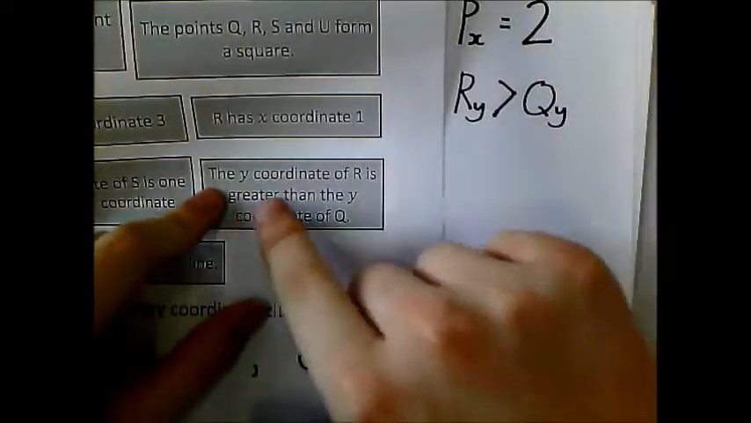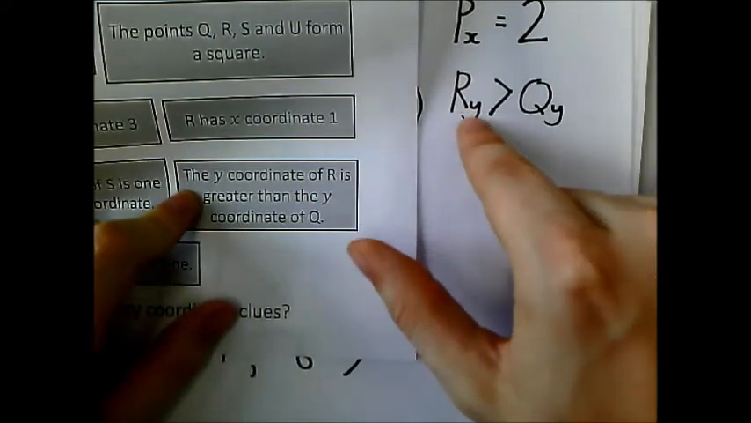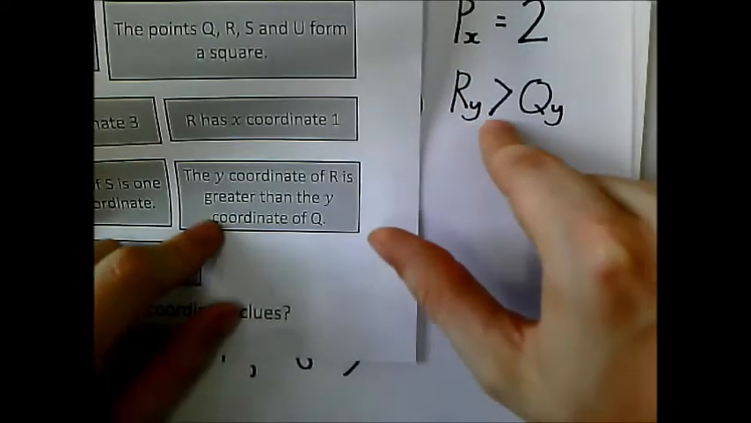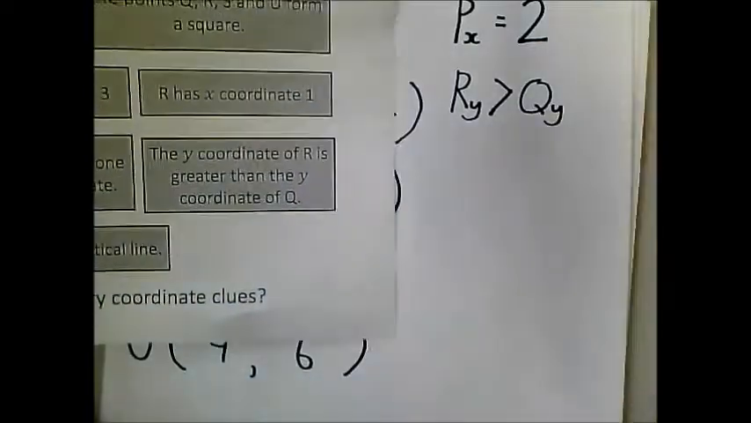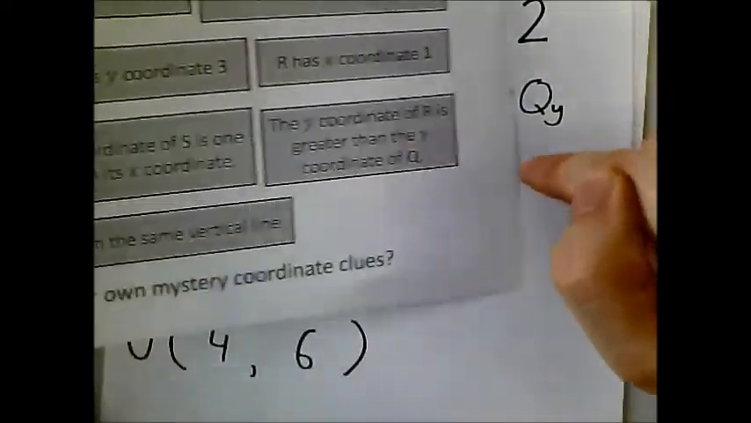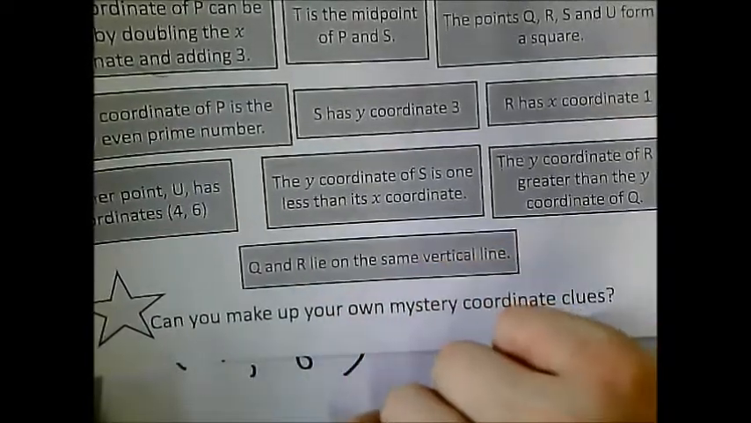So this clue, the y coordinate of r, observe how I'm writing this. So ry, the y coordinate of r, is greater than the y coordinate of q. Okay, and we might need to use that later. Final one, q and r lie on the same vertical line.